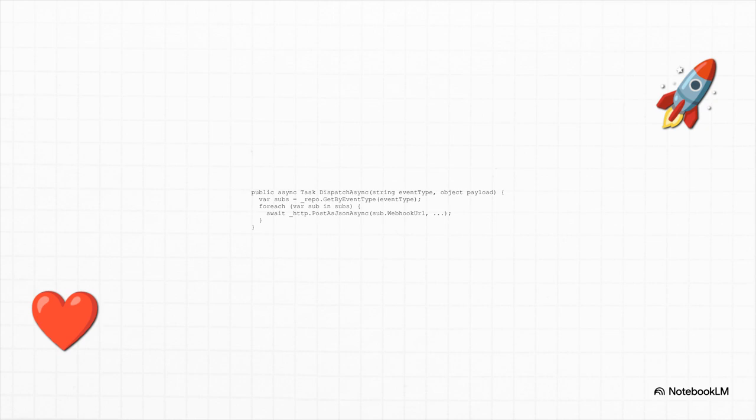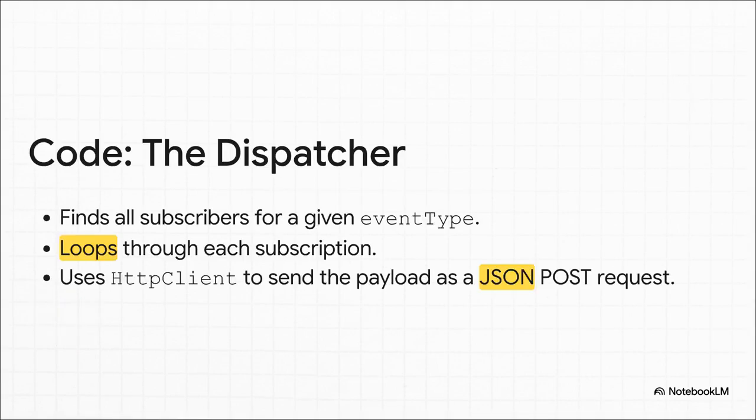For every single subscriber, it uses .NET's HTTP client to fire off an asynchronous POST request to their registered URL, packing up all the event data, the payload, as JSON. This is the engine that does all the heavy lifting. So yeah, this is the engine that drives all of that real-time communication we've been talking about.